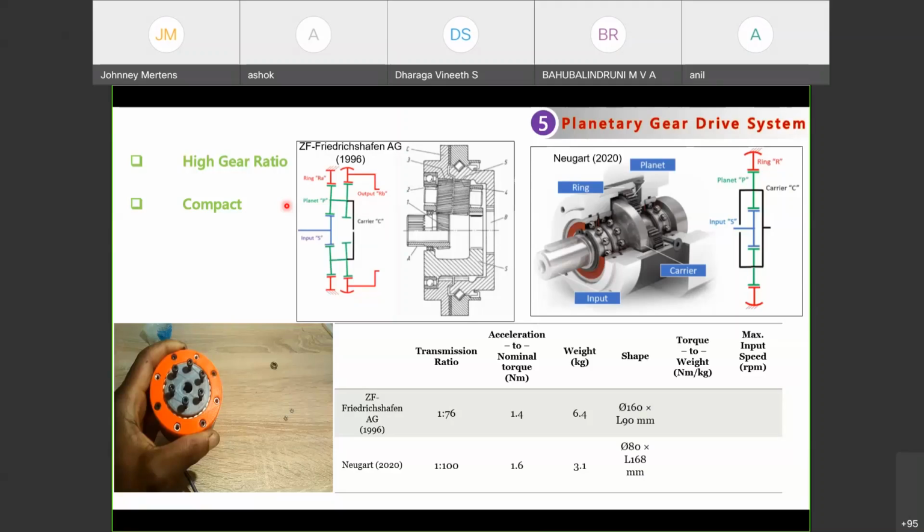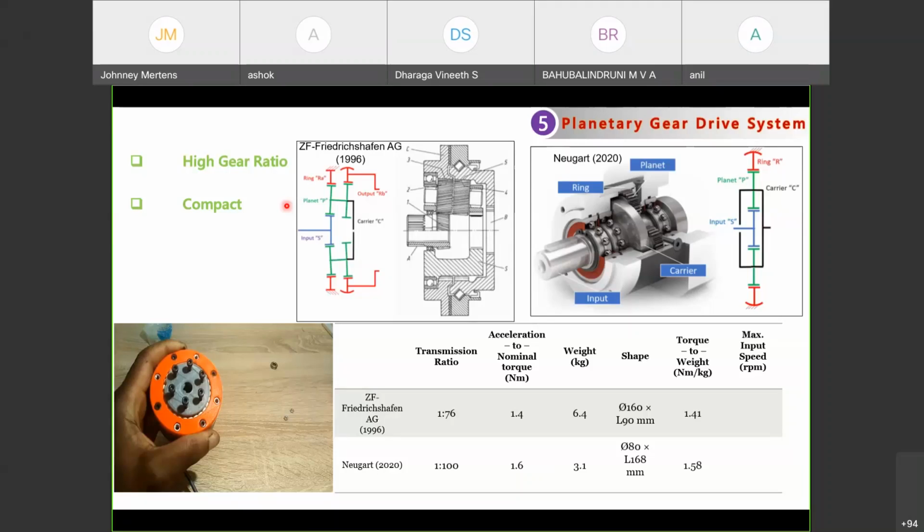And shape, you can say the diameter is 160 mm and length is 190 mm for the Friedrichshafen gear train systems, whereas for the new gear train system, the corresponding shape diameter will be 80 with a length of 168 mm. On torque to weight ratio, how much torque it can produce for lifting the weight per kg of weight, you can see 1.41 only can be produced by the previous system, whereas this new gear system can produce 1.58.